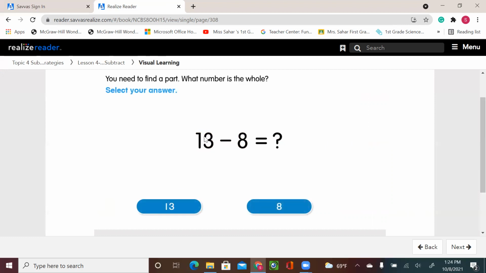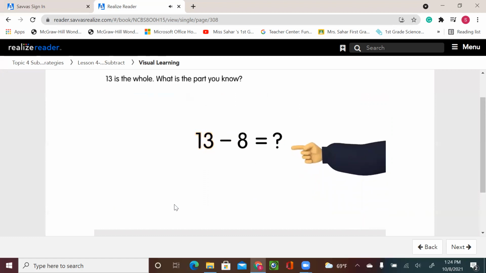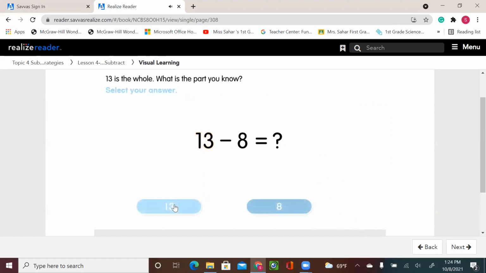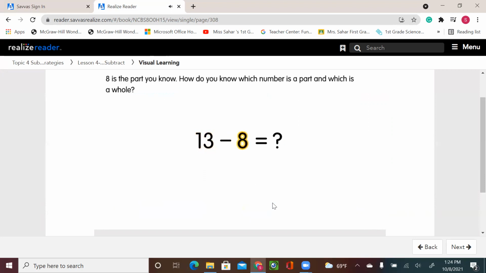This is our whole number. This is one part, and I'm looking for the second part. So if I have the second part plus that part I have, it should give me the whole. So my whole is 13. 13 is the whole. What is the part you know? Select your answer. Very good. 8 is the part you know.